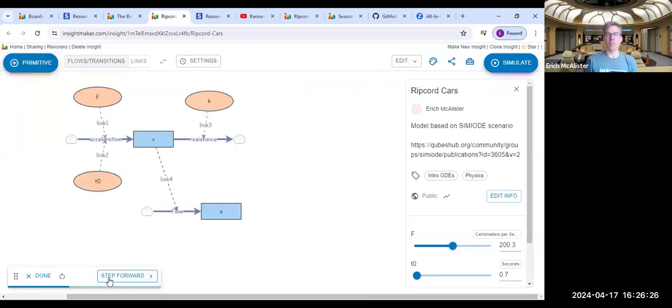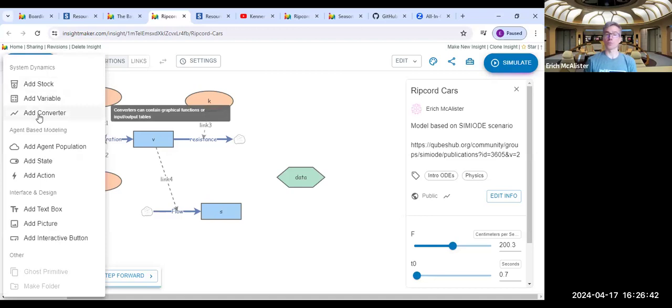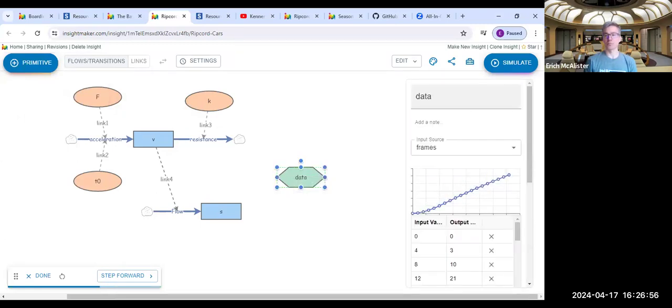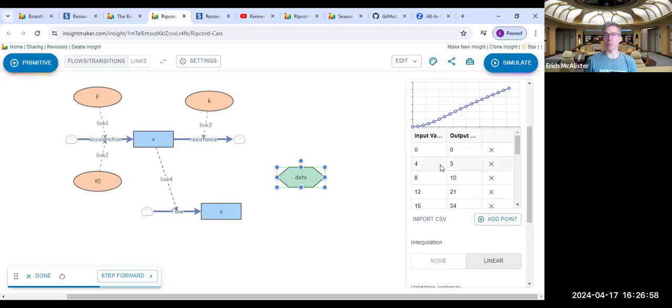The next step is, well, I can actually work with the data. So I have this thing called data. That little hexagonal shape is what's called a converter. It lets you take a table and put it in as a primitive. In this case, I took this data, and there are inputs and outputs. This is from the scenario. It's one of the two data sets.